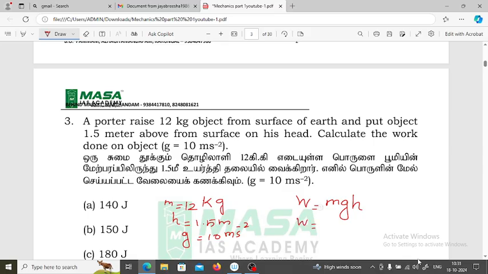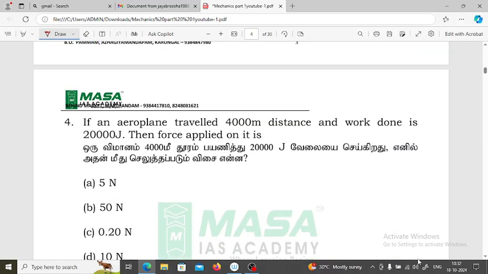W is equal to mass 12 into g 10 into 1.5. So we get 12 into 1.5, we get 18 into 10. W is equal to 180 joule. What is the SI unit for work and energy? It is joule. Okay. So the correct answer is option C. 180 joule is correct. Next question. Question number 4.